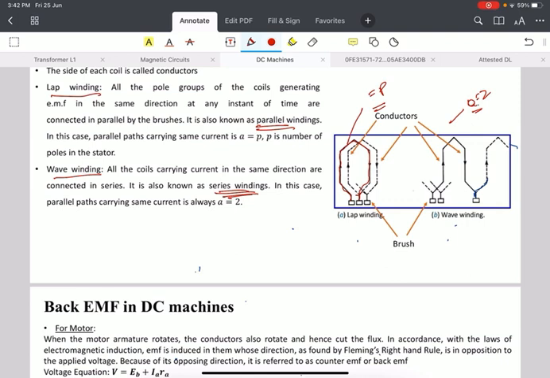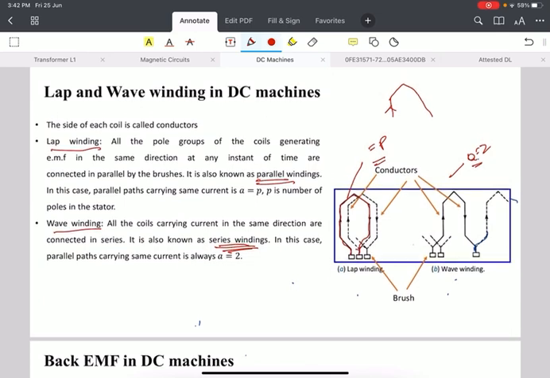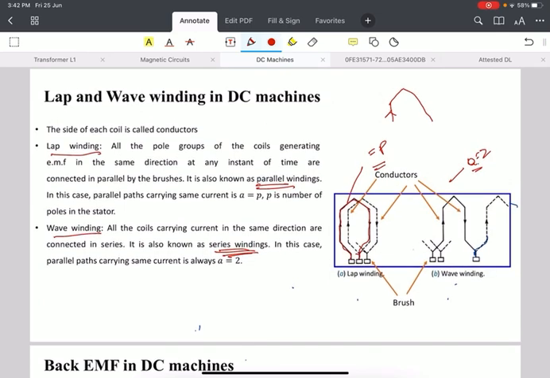Coming to the back EMF, as I told you in the beginning, there is a field here, and we are placing a current carrying conductor in this field, which will experience a force. But there is also a conductor which is rotating in this magnetic field. Because the conductor is rotating, there is a rate of change of flux on that conductor.